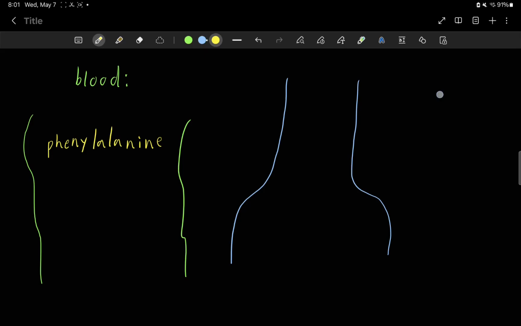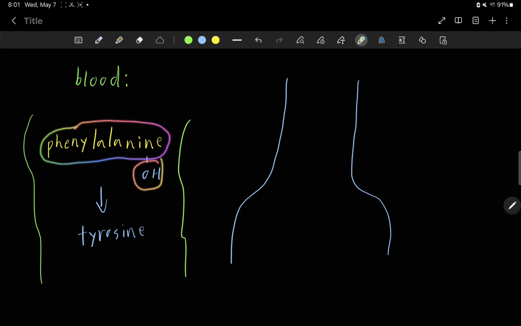So a hydroxylase enzyme can come along. And as the name suggests, what hydroxylase enzymes do is they add a hydroxyl or an OH group. So what hydroxylase does is it adds a hydroxyl group to your phenylalanine. So now you have your phenylalanine with your OH group attached, and this becomes a new type of compound. And we call this compound tyrosine. So the addition of your hydroxyl group onto your phenylalanine turns it into tyrosine.